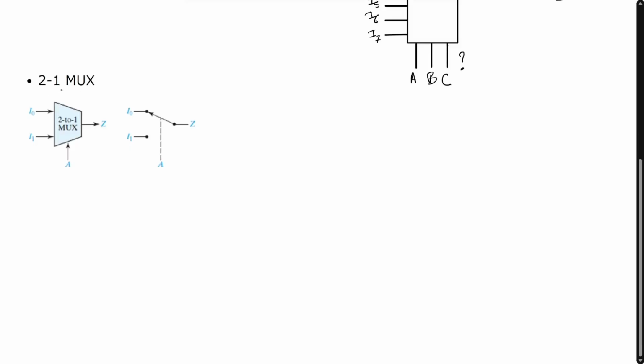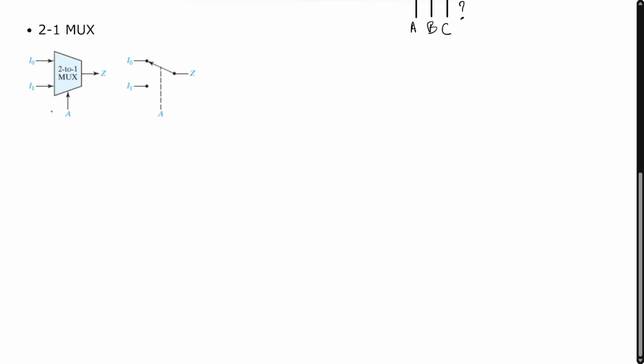Okay, so now let's look at the 2 to 1 MUX, get the characteristic equation for it, and draw the circuit. So 2 to 1, as we said, has two inputs and one control input, we called it A, and one output, we called it Z. If A is 0, I0 will be passed to the output. If A is 1, the control input, I1 will be passed to the output. So let's start with the truth table for it. We have a control input A, and here we have the output Z.